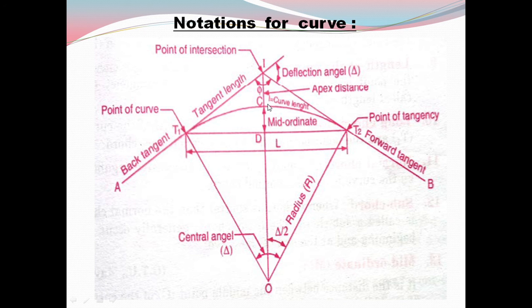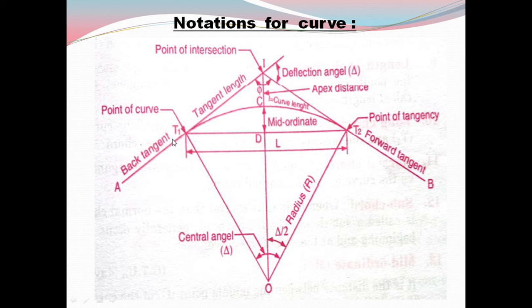So the distance between C to I is called apex distance. It is also called external distance. It is denoted by E, capital letter E. The distance between C to D is called mid ordinate. We can call it M, and it is also denoted by ordinate O naught.